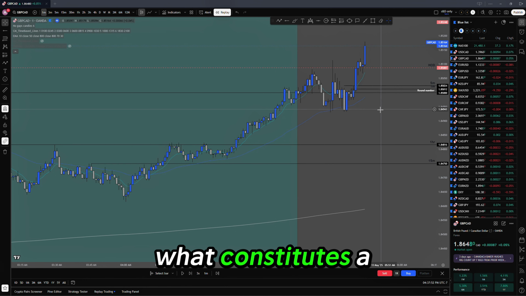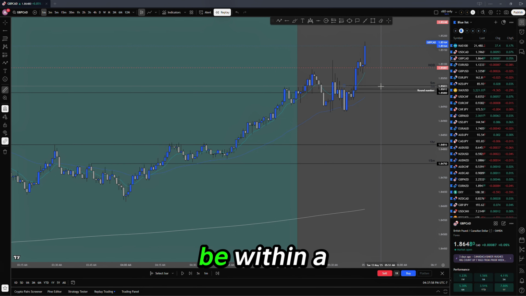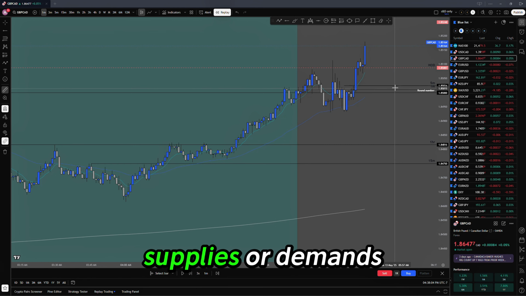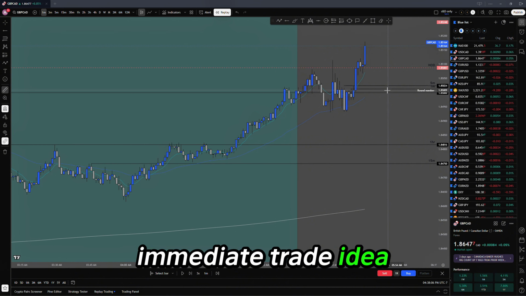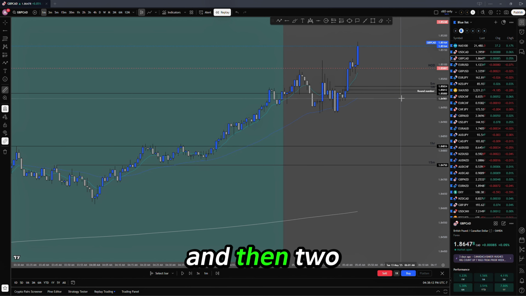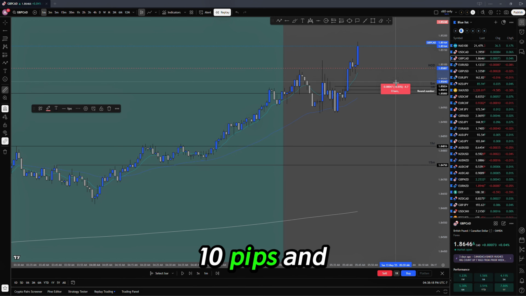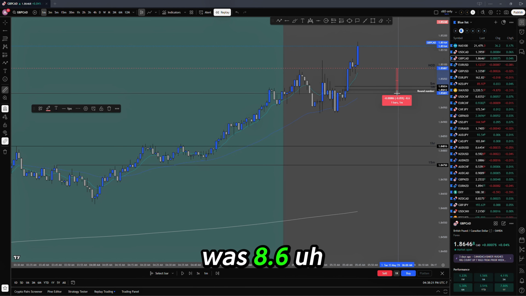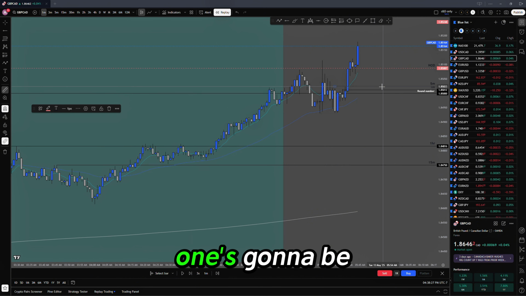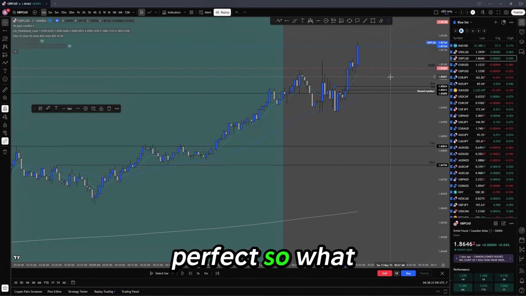What constitutes a supply and demand in confluence with each other? They have to be within a 10 pip range. Now, if you have a high day in confluence with your supplies or demands, that is an immediate trade idea right there. In this instance, we had the high day, the round psychological number, and then two demands in confluence. Now, what constitutes it as confluence? 10 pips. And guess what? That was 8.6 pips. So that's in confluence. Now, preferably, the best one's going to be within 3 pips. And that's within 3 to 4 pips. Perfect.